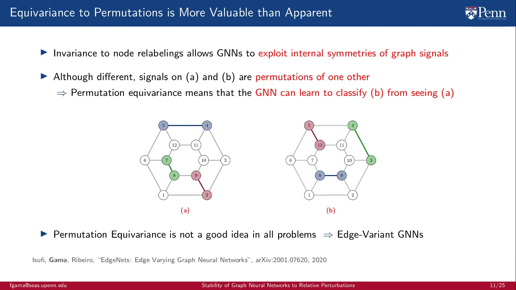Take a look at these two graphs, where the nodes are identified with a number and the signals identified with a color. We see that both graphs have the same labeling, so they are the same graph, but the graph signals on top of them are different. However, if we take the signal in B, turn it inside out and rotate it 180 degrees, then we obtain the same signal as in A. So essentially, although different, signals on A and B are permutations of one another. And permutation equivariance means that the GNN can learn to classify B from seeing A, leading to faster training by leveraging the structure to learn multiple scenarios from a single sample. So we see that equivariance to permutation is more valuable than apparent.